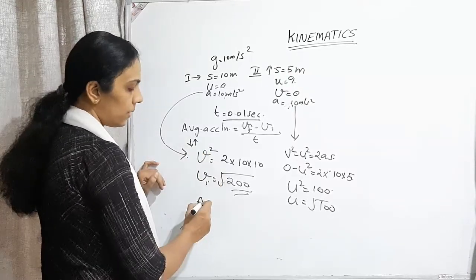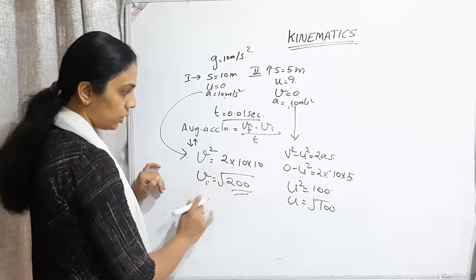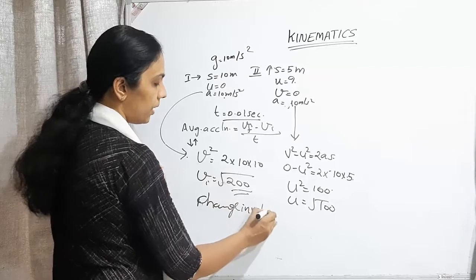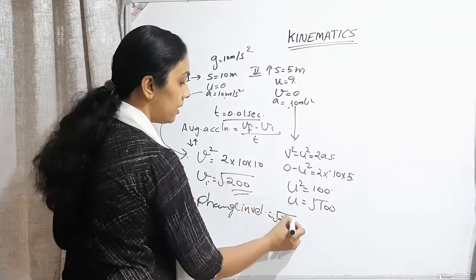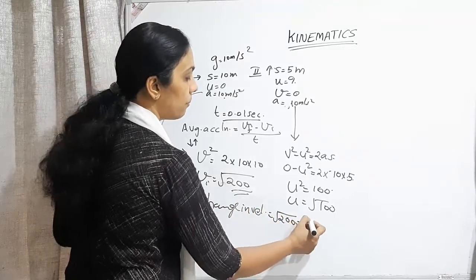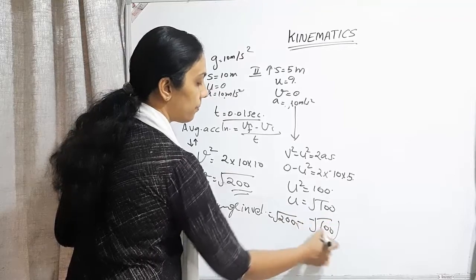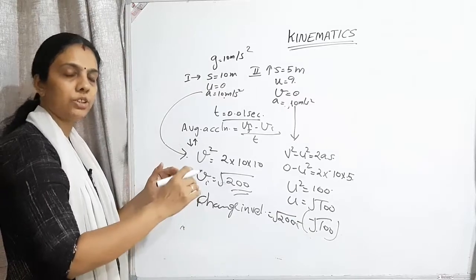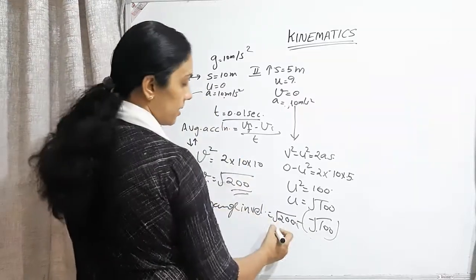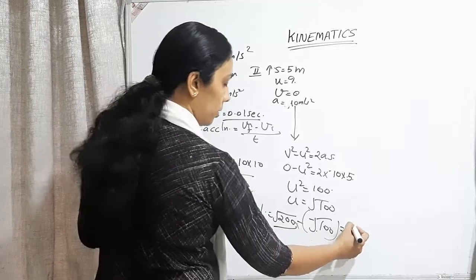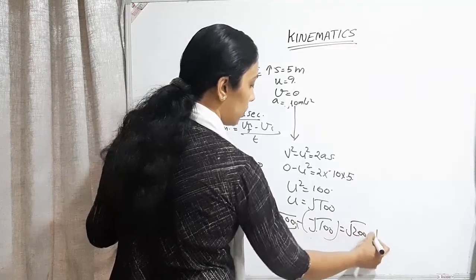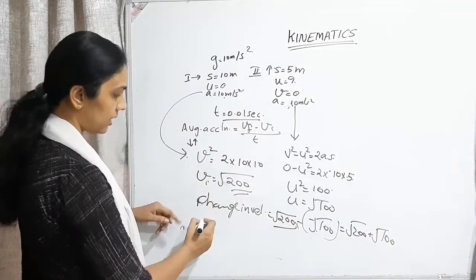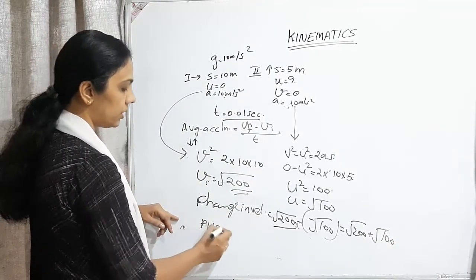Average acceleration, total change in velocity will be root 200 minus root 100. Right, change in velocity will be like this because one is acting in the upward direction, the other is acting in the downward, opposite direction. That will be root 200 plus root 100. Next is, what is that? Time.